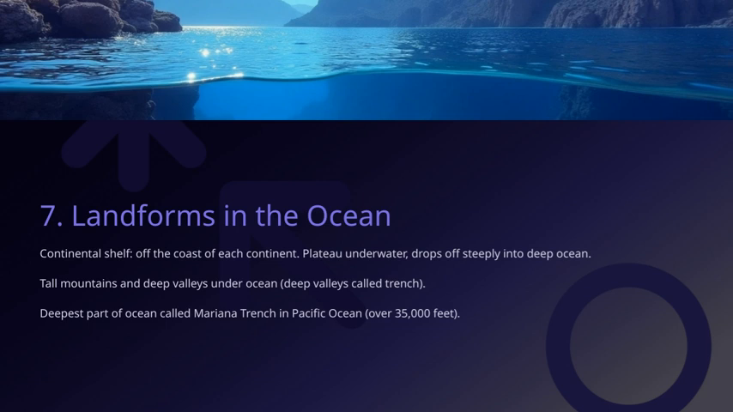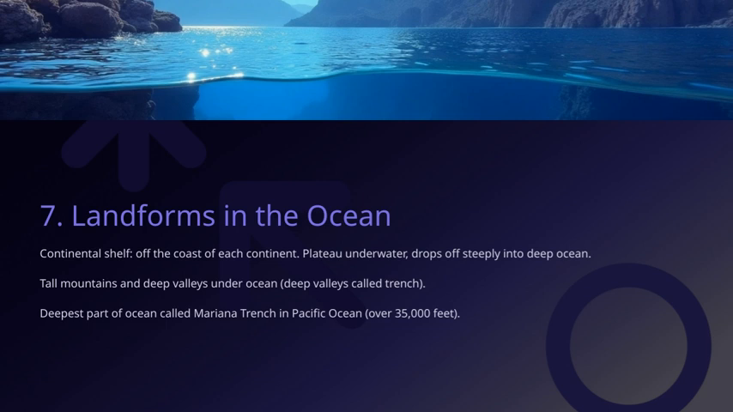Now let's look at the continental shelf. This is the gently sloping area that extends off the coast of each continent. Imagine it as an underwater plateau. It's relatively shallow and flat compared to the deep ocean. But it doesn't stay flat forever. It suddenly drops off steeply into the deep ocean, leading into those vast, mysterious depths we've just discussed.